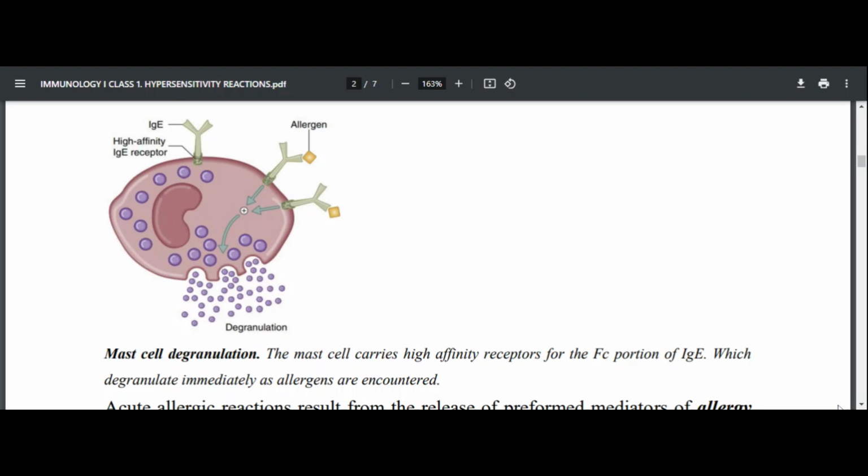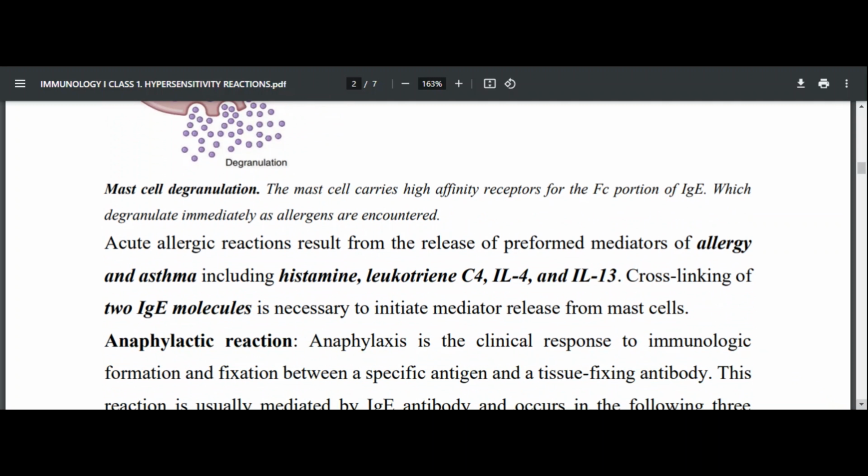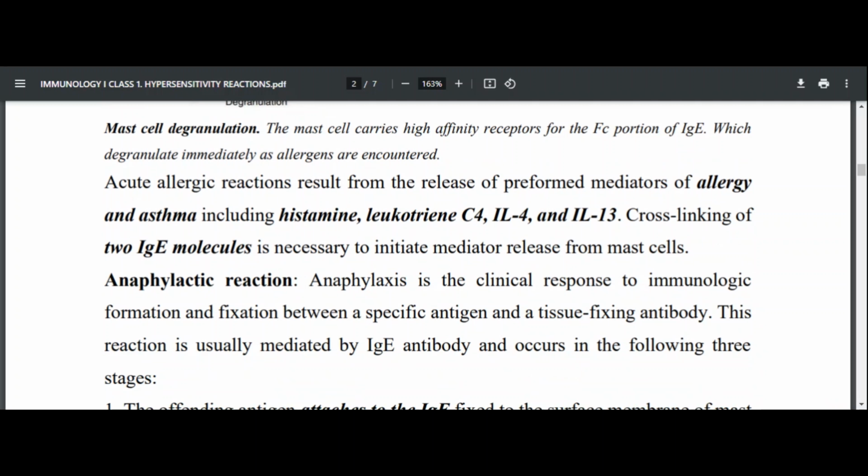So acute allergic reaction results from the release of preformed mediators, for example in allergy and asthma. So those mediators include histamine, leukotriene, as well as interleukin 4 and 13. So when there is cross-linking of two IgE molecules, it is enough to initiate the mast cell release of the molecules. So anaphylactic reaction, which is also called anaphylaxis.